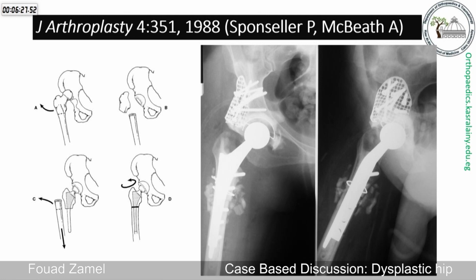I haven't revised so far for an aseptic condition any single person. Maybe some other people revised my cases, but I personally have not revised so far any single impaction grafted cases which I've done since I've returned home 20 years ago.